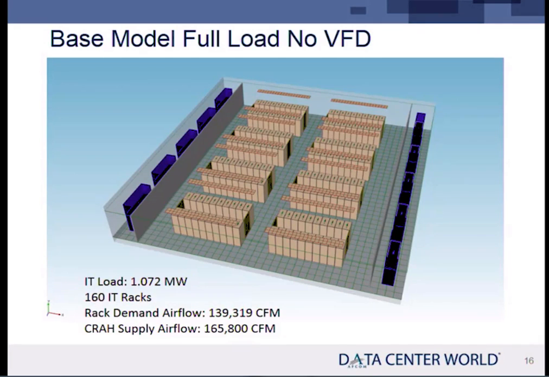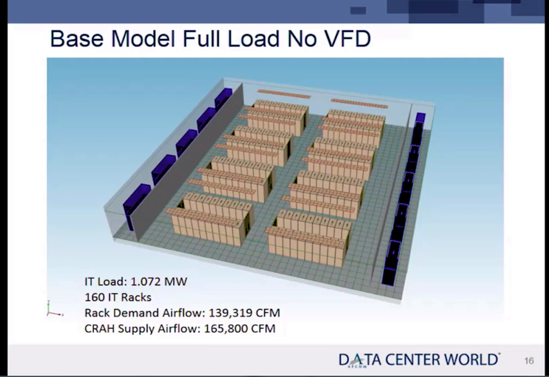Here we've got a load of about a megawatt, 160 racks. The rack demand, 139. I don't know if you can all see that, 139,000 CFM. Again, total IT load times 125 per kilowatt. Is it perfect? No. But good engineering is based on calculated assumptions, right? We have to make some assumptions. Otherwise, we can't move forward. And then we test our assumptions and see if they're valid. 125 per kilowatt's pretty good. It's not perfect, but it's pretty good.